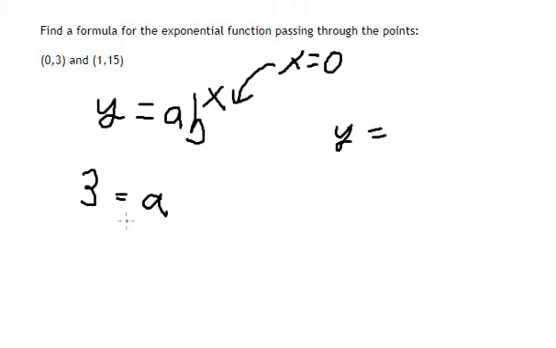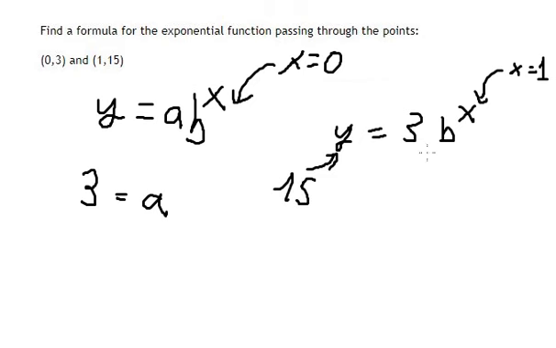Now we change a into number 3. When x equal to number 1, so we put x equal to number 1 in here, and y equal to 15. We put this one in here. So in this situation, we will have 15 equal to 3b.